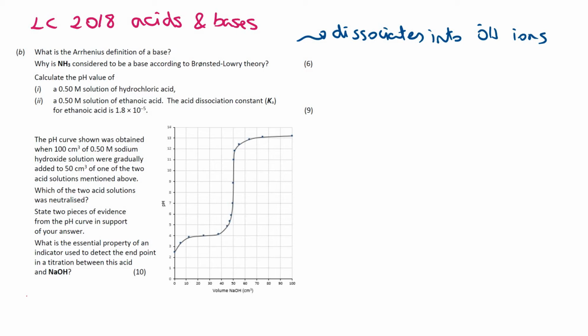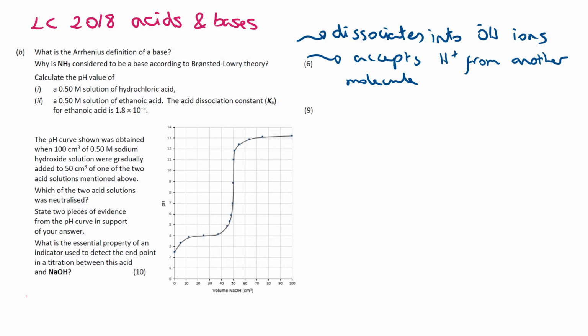Why is ammonia, NH3, considered to be a base according to the Bronsted-Lowry theory? Well, according to Bronsted-Lowry, if it accepts or takes a proton from another molecule, then it's a base. So it accepts a proton from another molecule. Accepts or removes there.